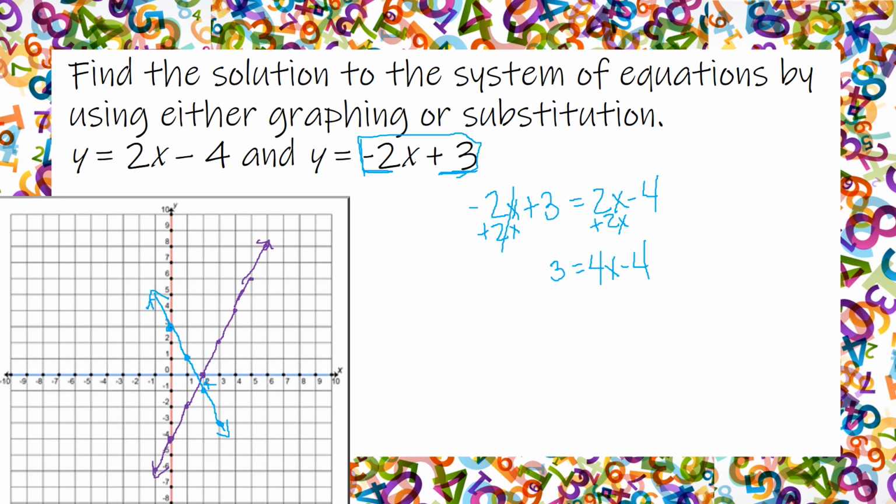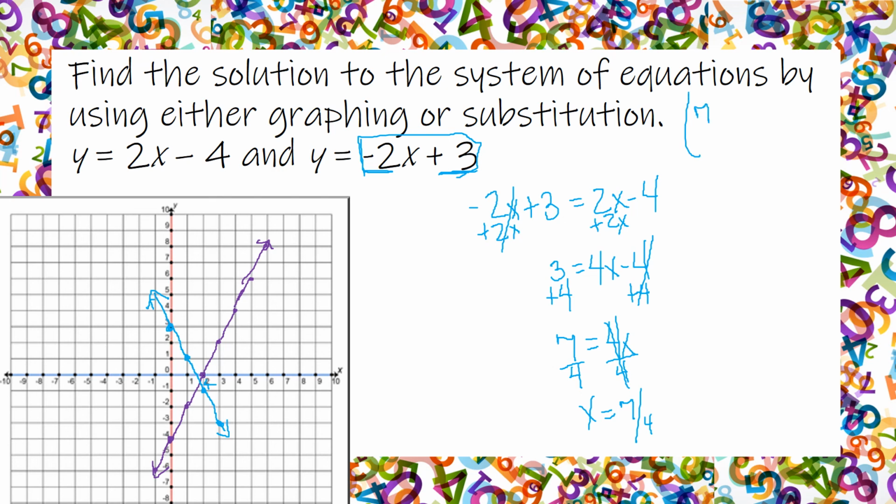Now I want to get rid of this minus 4. So I have to do the inverse operation, which is add 4. Over here, it forms that 0 pair and goes away. And I get 7. Then I divide by 4 on both sides to isolate that x to get it by itself. And I do get 7/4. And you can leave it like that.